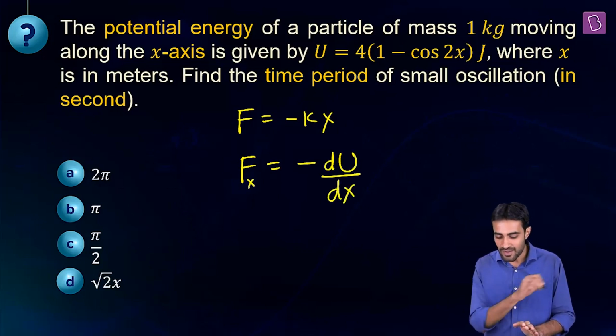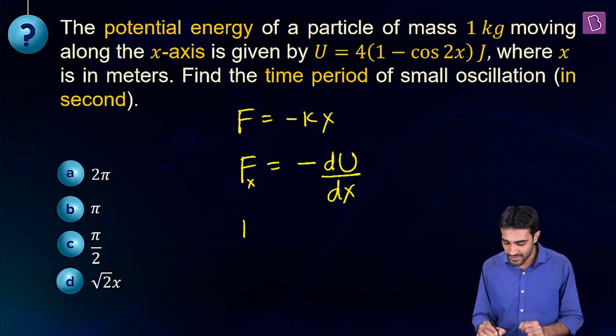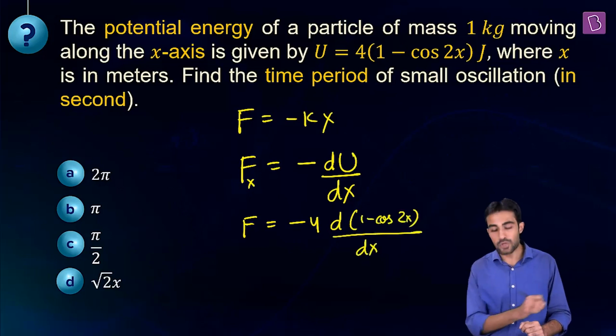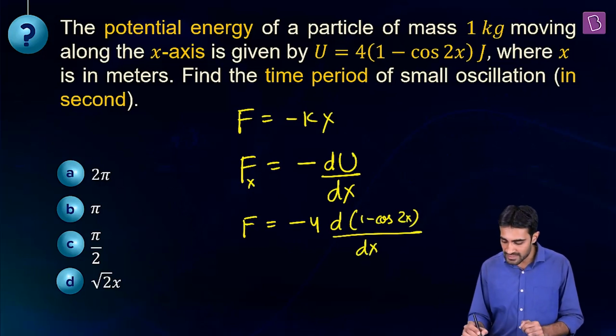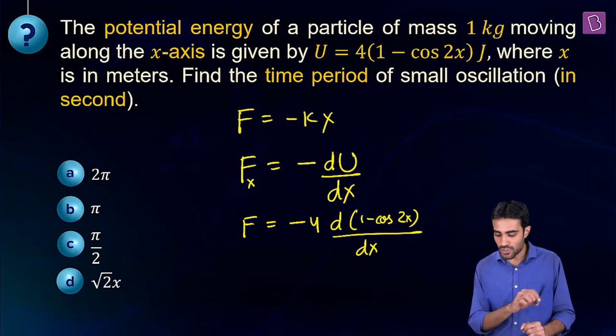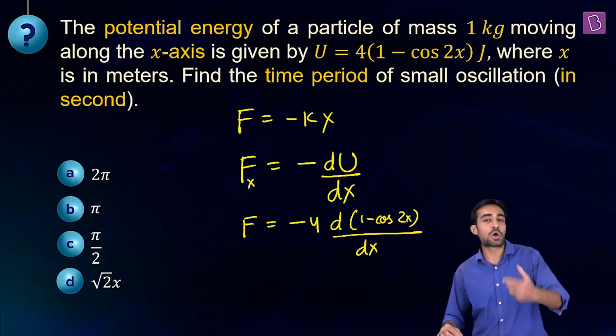This is the force in our case. So we can see that force would be minus 4, and then we differentiate 1 minus cos of 2x with respect to x. Now, the differentiation of 1 is just 0. And differentiation of cos theta with respect to theta is minus sine theta.